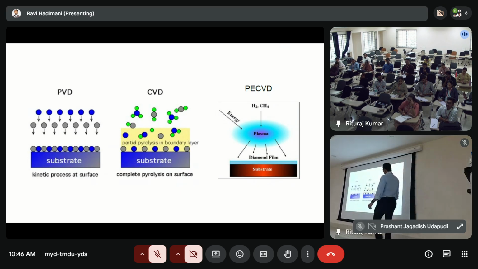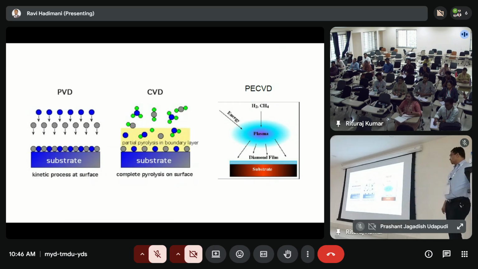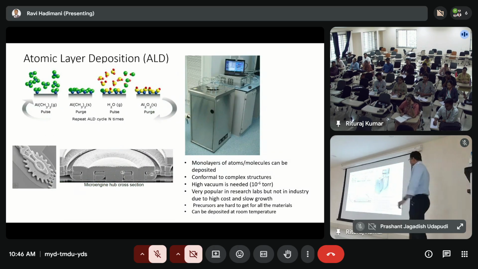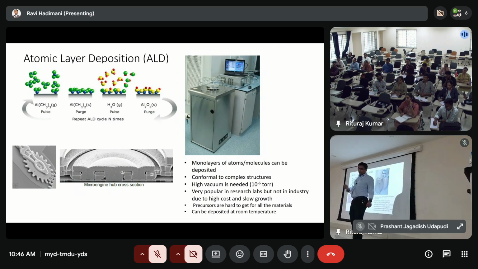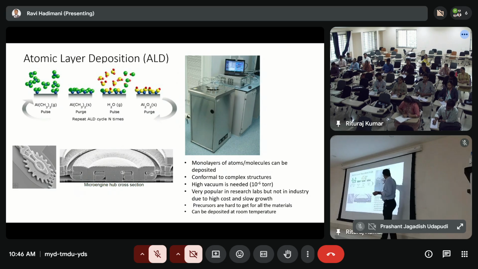So here are the differences. This is physical vapor deposition. Kinetic energy is used. Chemical vapor deposition, complete pyrolysis on the surface, which is basically chemical reaction on the substrate, and plasma enhanced chemical vapor deposition, which is a form of chemical vapor deposition, but you can go to slightly lower temperatures. Then this is the state of the art, atomic layer deposition. Whereas molecular beam epitaxy is so complex, atomic layer deposition is so simple. It looks just like this.